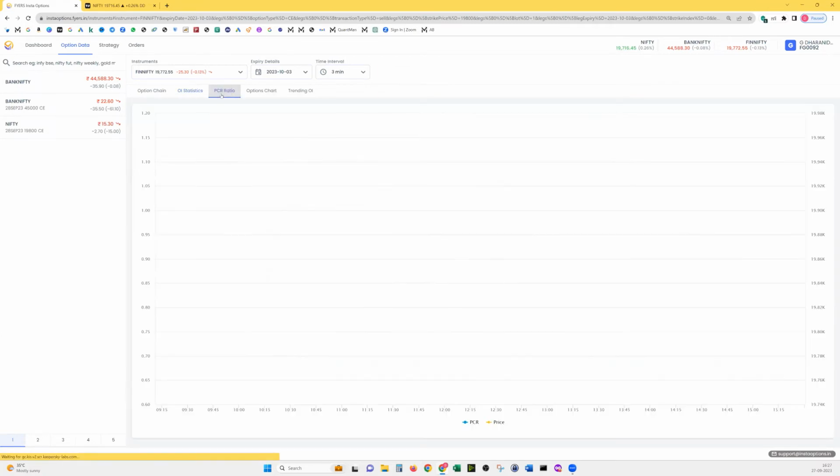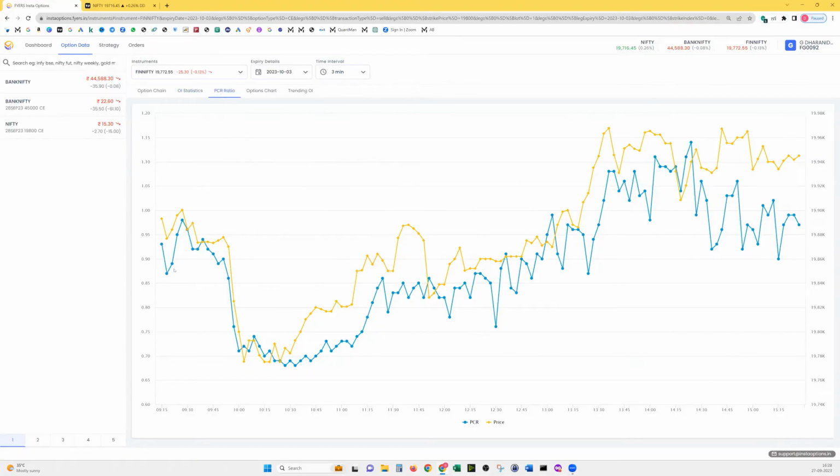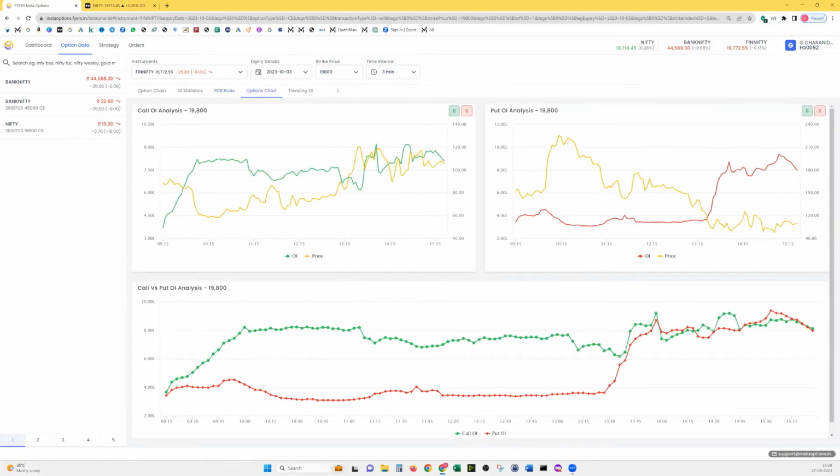On the other hand, we can look into the put call ratio. This is the analysis many people used to do based upon the put call ratio. And then the option chart. If you feel that you want to analyze a particular strike, both call and put in a single page, this is going to be very helpful. You can see the 19800 call. 19800 strike price I have selected.